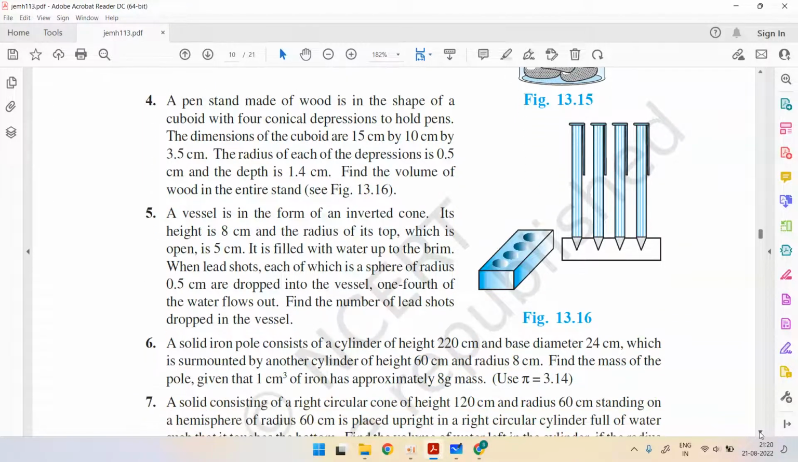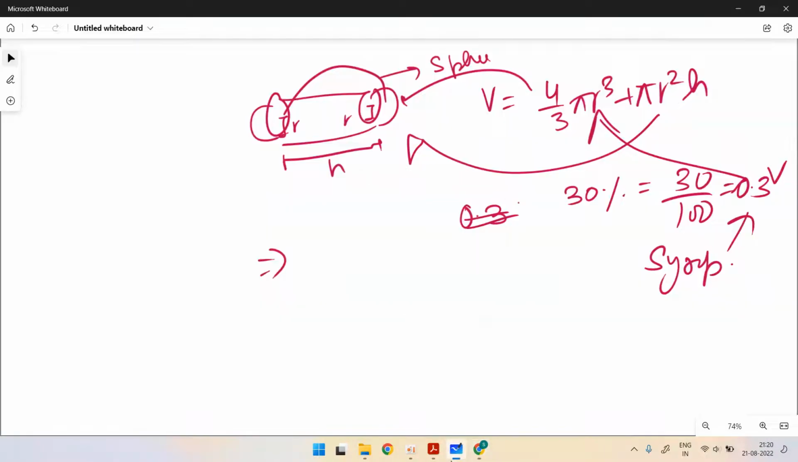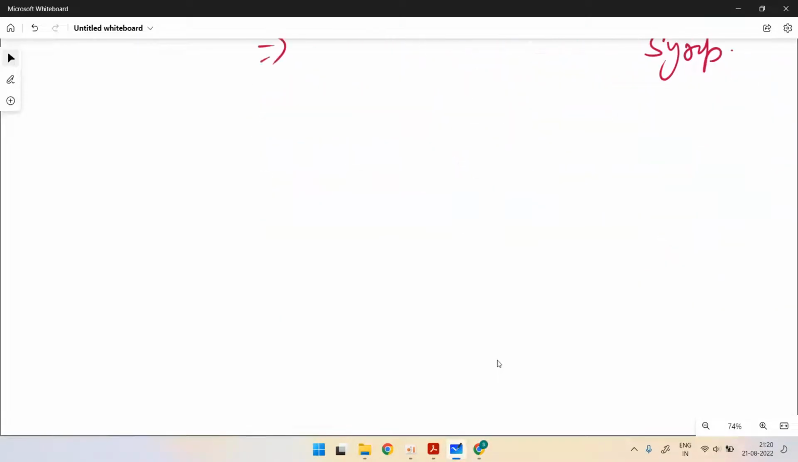A pen stand made of wood in the shape of a cuboid with 4 conical depressions to hold pens. Dimensions of the cuboid are this by this. The radius of each depression is this and the depth is this. Find the volume of wood in the entire stand. This is a different type of question, with a different solution.